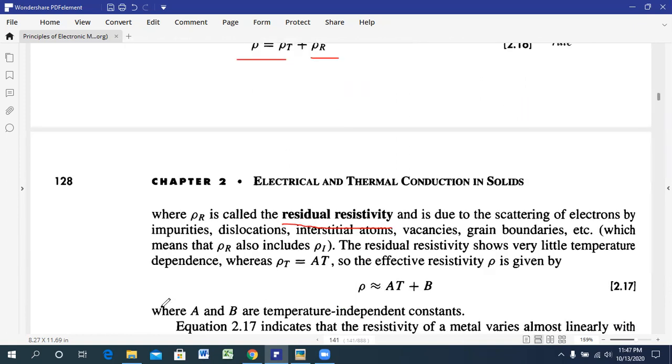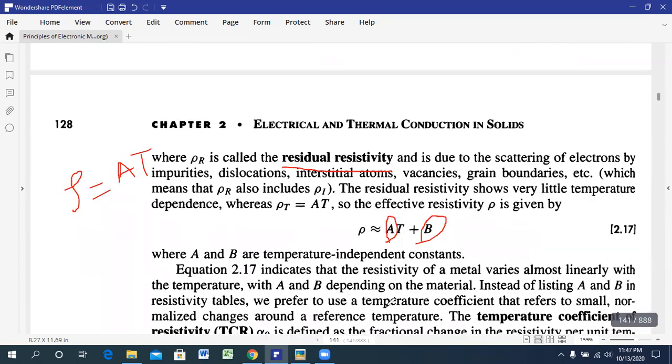So we know the temperature dependence of rho: we found rho equals AT, that means it is linearly proportional. But in the case of impure materials, rho should be equal to AT plus B. There is another constant term, so that one is not a linear line passing through the origin. There is a slope A with this temperature.